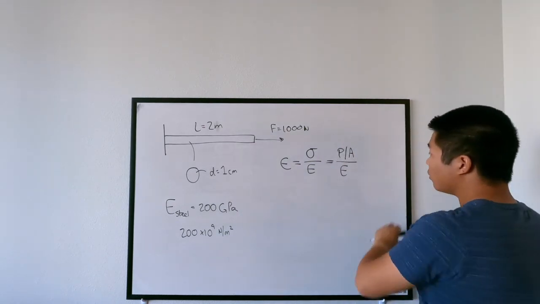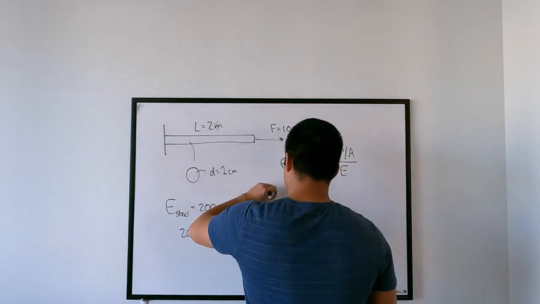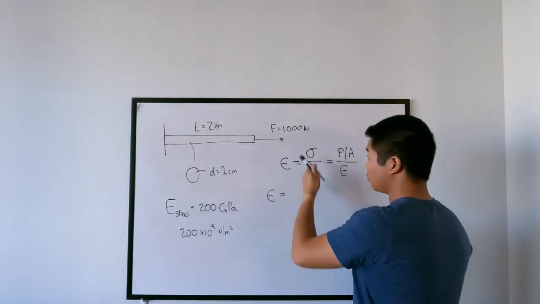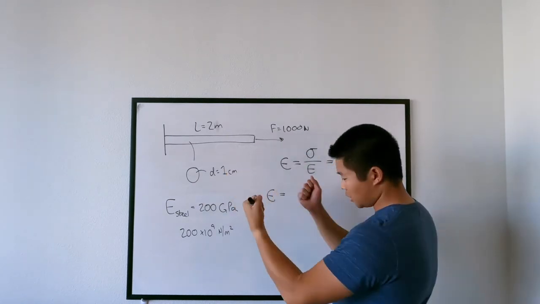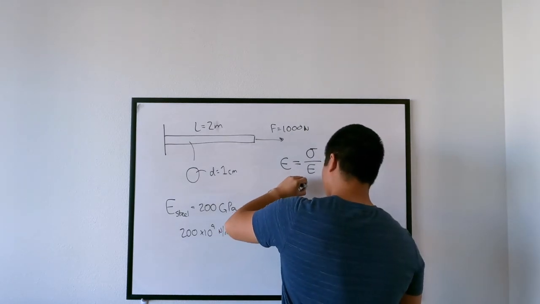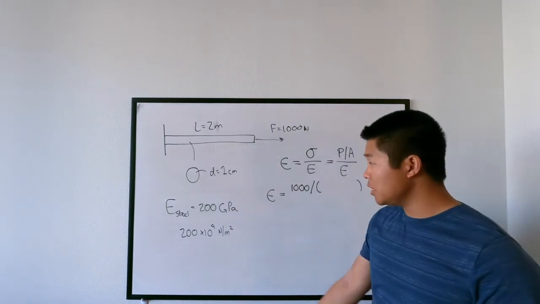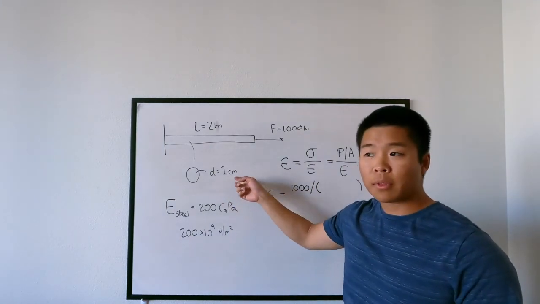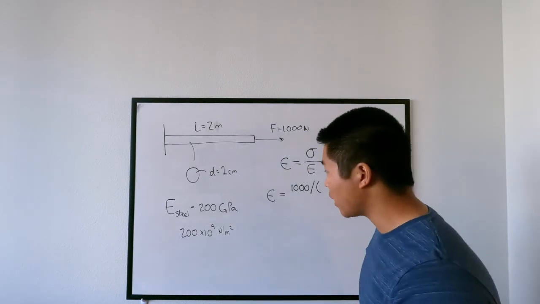So all we have to do now is plug in all of the numbers. We have epsilon equals the force, which I know to be 1,000. Note that this is a force that's causing this thing to stretch, so it's a positive force, 1,000, divided by the area. What is the cross-sectional area of my piece? Well, you already know the area of a circle is pi r squared.